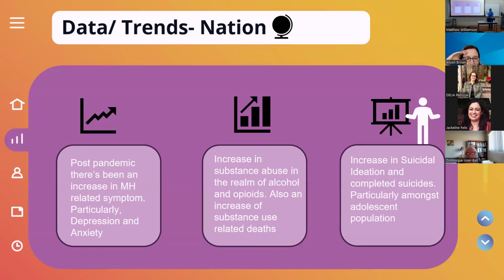And then there's an increase in suicidal ideation and completed suicides, particularly among adolescents. And you probably see that in the news a lot with the bullying and things like that. So, next slide, please.